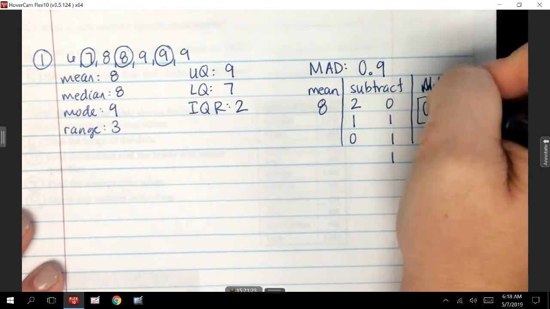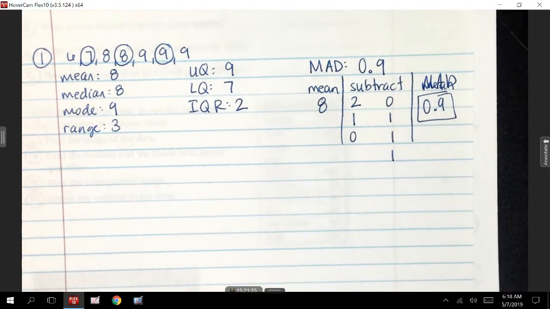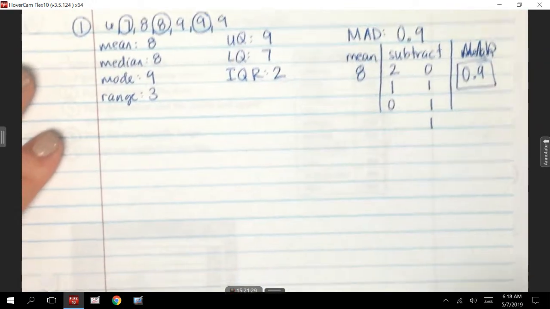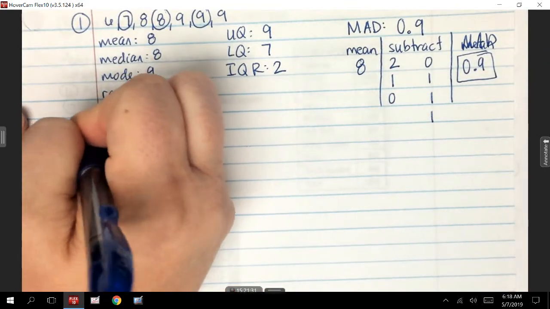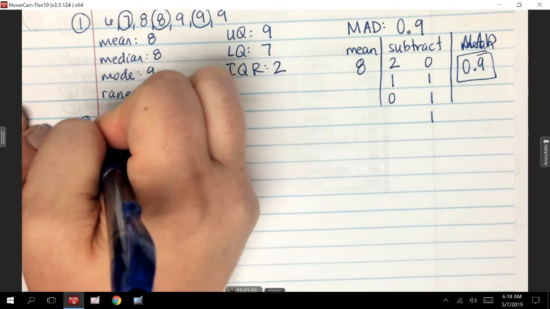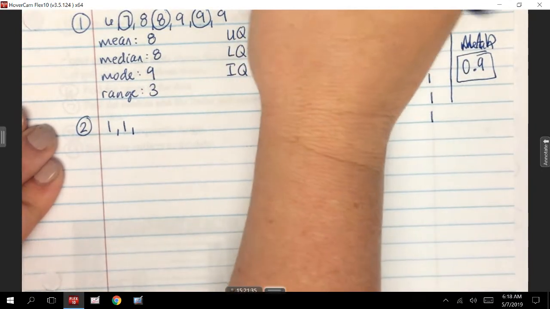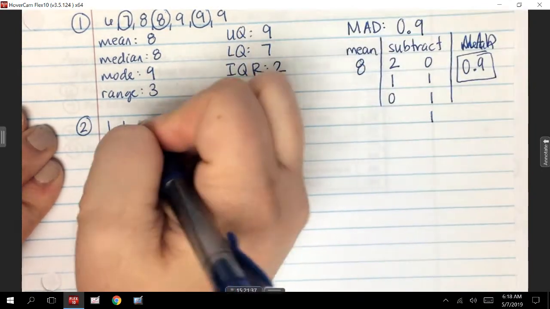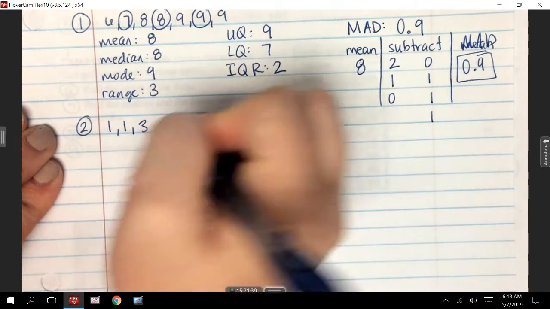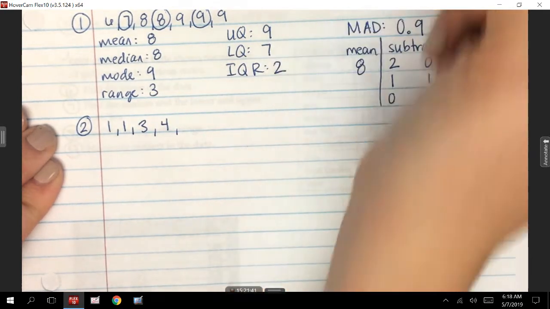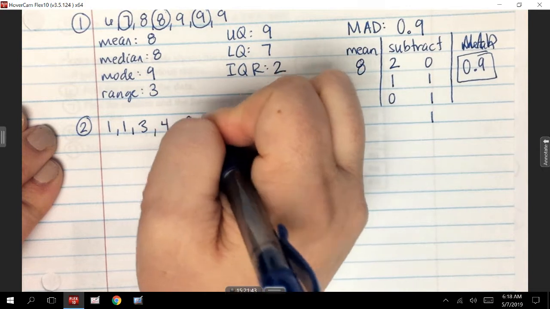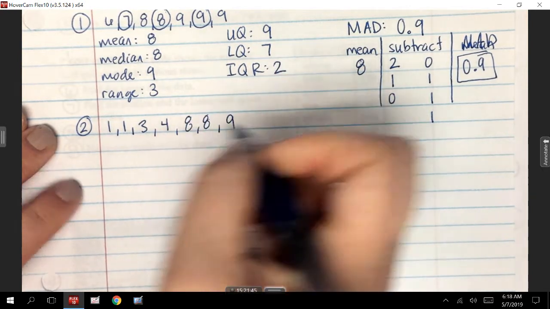I guess I should be labeling this. Is that MAD? All right. Let's look at number 2 because we got 2 of these. All right, again, listing those in order. 1, 1. Then I have a 3, a 4, and 8, 8, and 9.